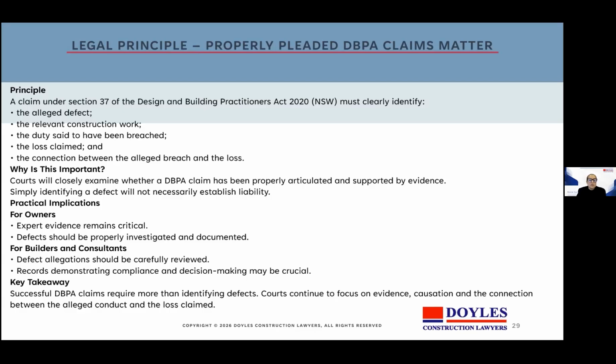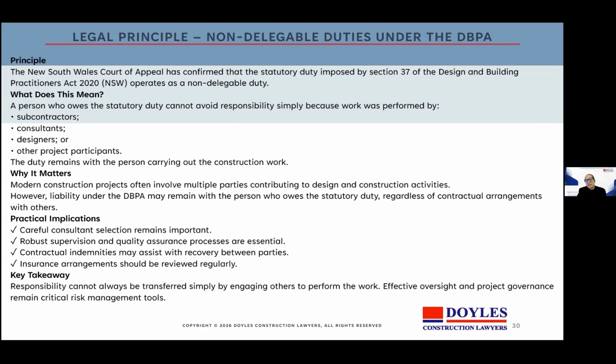One of the most important themes emerging from the DBPA litigation is that the courts are looking beyond the existence of the defects alone. So, as claimants, they must still establish how the relevant work was defective, why the duty was breached, how the loss was caused. So again, coming back, good project records, expert evidence, and clear documentation remain central to both prosecuting and defending claims. The non-delegable duties under the DBPA.